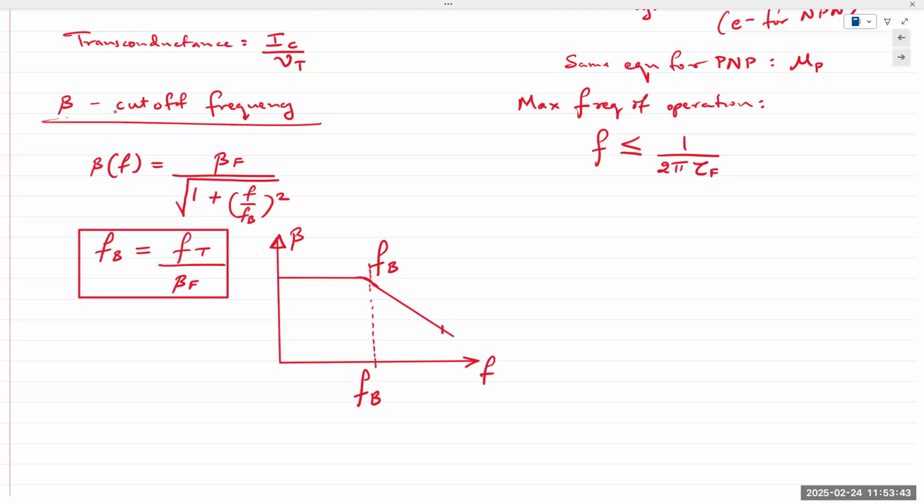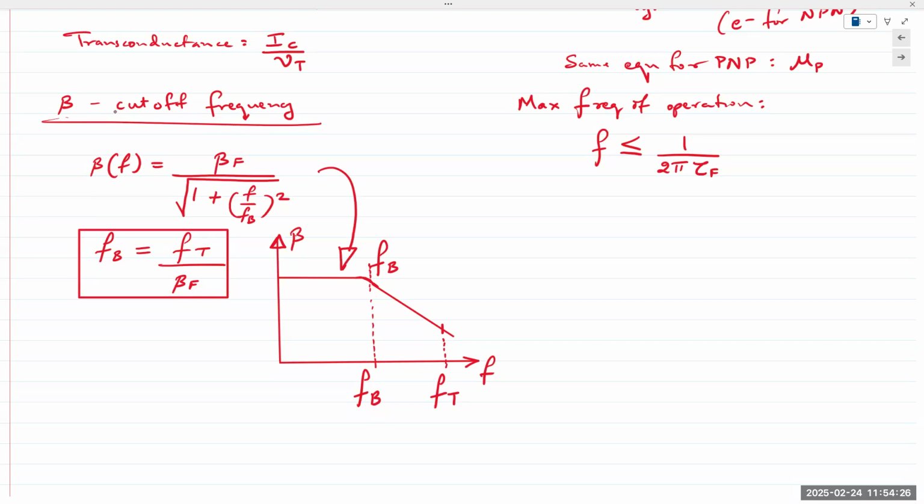f_T is the unity gain frequency, or the frequency at which the beta value is equal to 1. Okay, unity gain frequency. And that would be part of the spec sheet given to us by the manufacturer. So if you look at the equation, this graph represents the values determined from this equation.